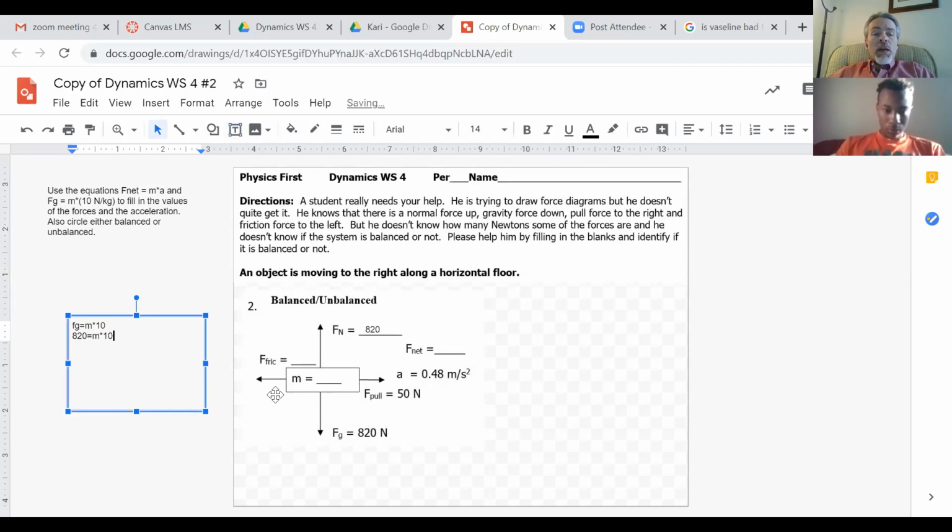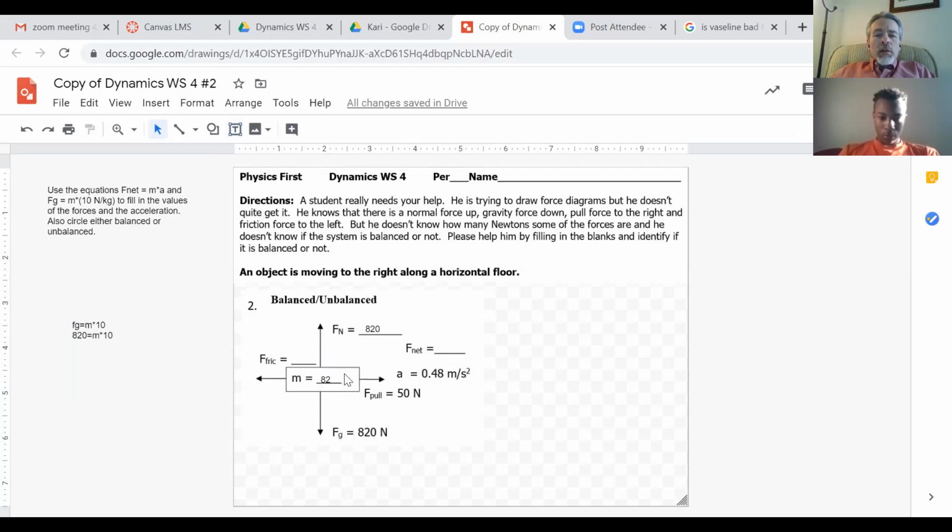Okay, so mathematically, how would you solve this for m? What would you have to do to both sides? Divide. Yep, divide both sides by 10. So hopefully you got a calculator, take 820 divided by 10. 82. That's it. So now you know what the mass is. So you can type that in. It's 82. That's it. Perfect.